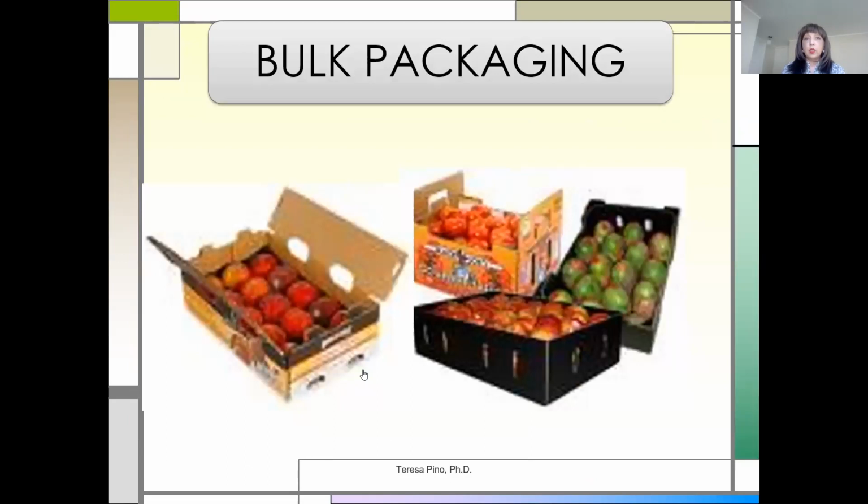Okay. Bulk packaging, I already told you last class. What is bulk? When the merchandise is not individually packaged, and they're usually using liners. So plastic liners or cardboard liners.